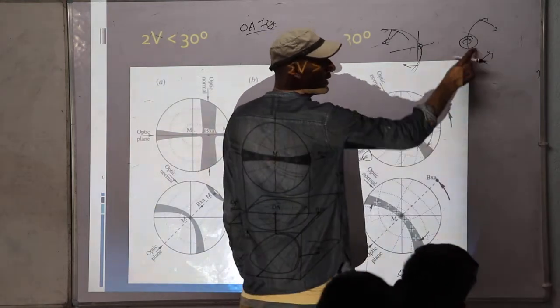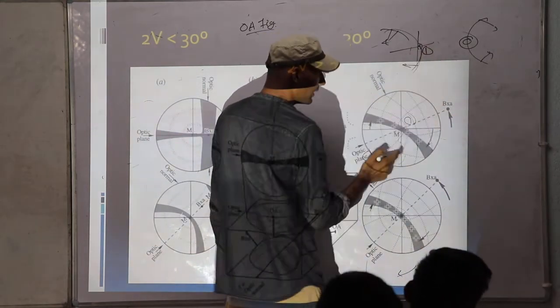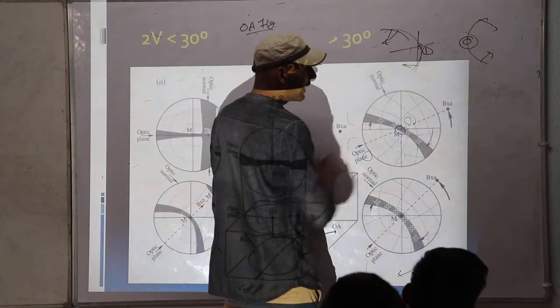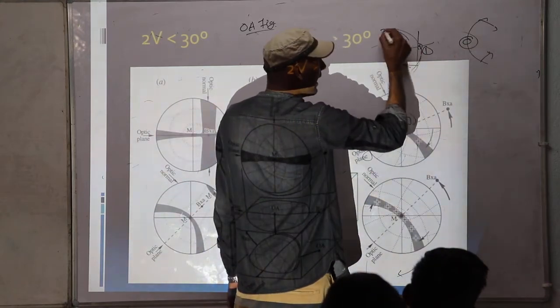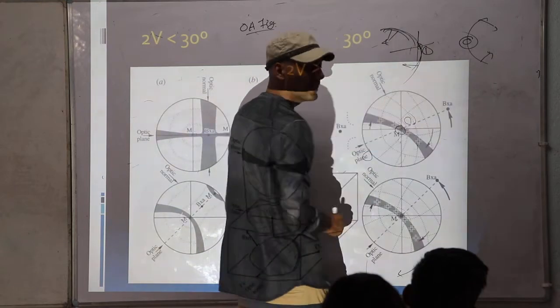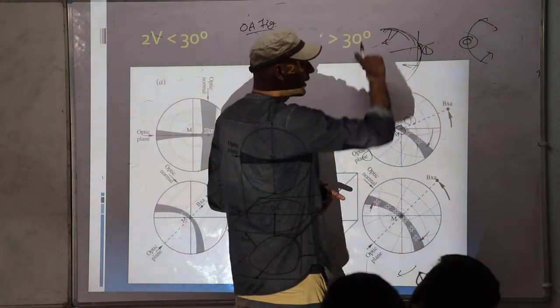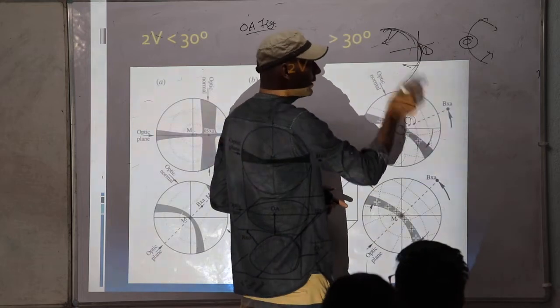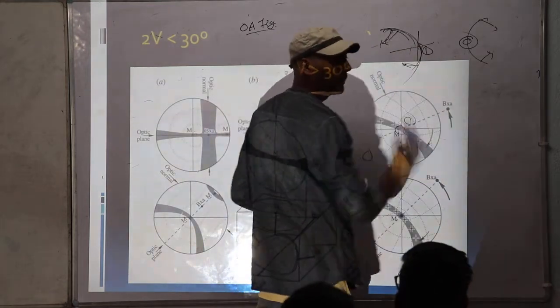The second melatope is here. This is one melatope which we are watching here at the center. The next melatope is here, and if I rotate the stage, the isogyres form a hyperbola pattern which are away from the second melatope.